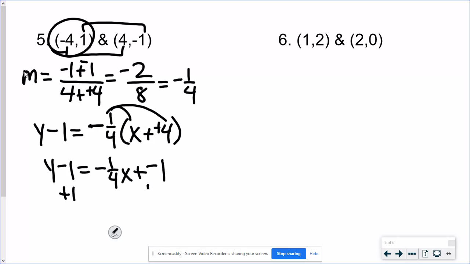Now, I'm going to add the 1 to get the y all by itself, and I get that y equals negative 1/4 x. Plus 0. I don't need to write plus 0. You can, but you don't need it.